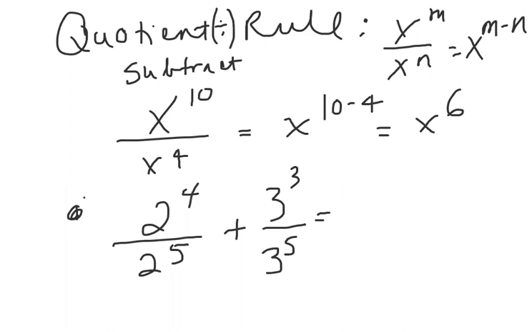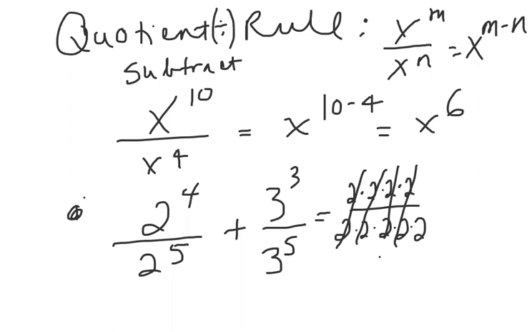So for the first fraction, I've got 2 to the 4th power in the numerator. So 2 multiplied by itself 4 times. And the denominator, I have 2 multiplied by itself 5 times. I'm writing it out so you guys can actually see what's happening here. Now I'm going to cancel out sets of 2's. When I cancel out the sets of 2's, I'm left with 1 over 2. That's what the first fraction simplifies to.